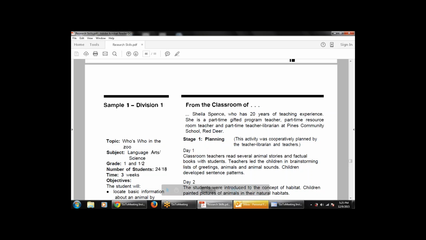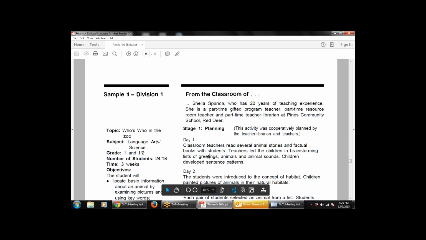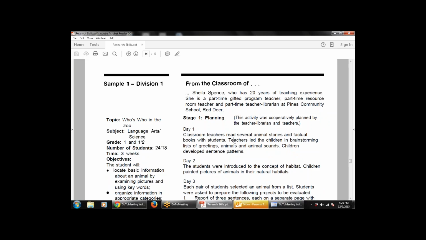Now, that is day one. The classroom teachers read several animal stories and factual books with the students. Teachers led the children in brainstorming lists of greetings, animals and animal sounds. So this is the teacher's activity, so that the students will gain interest in making the list of greetings, animals and animal sounds. Children develop sentence patterns.